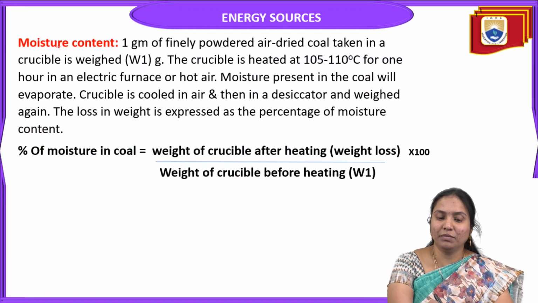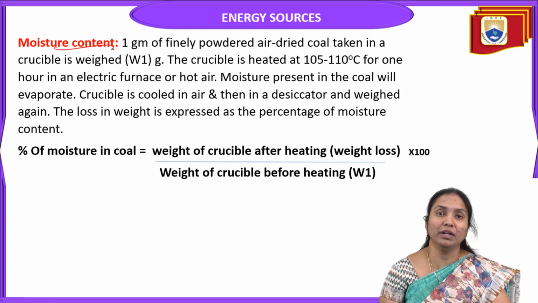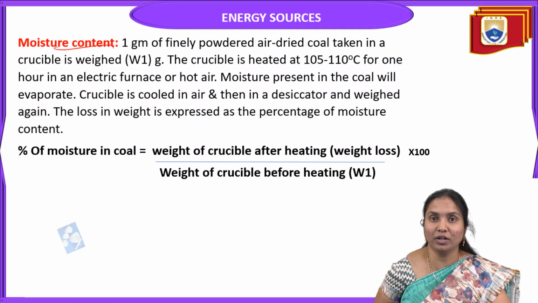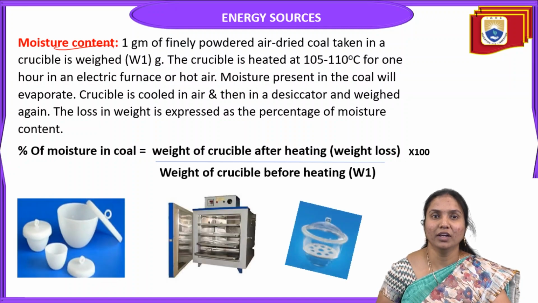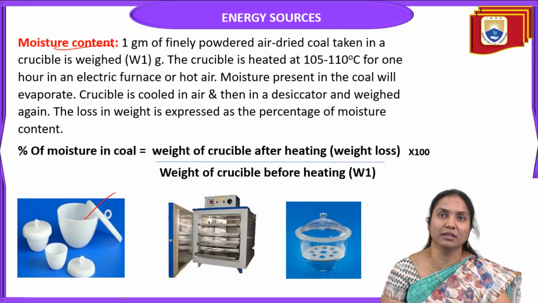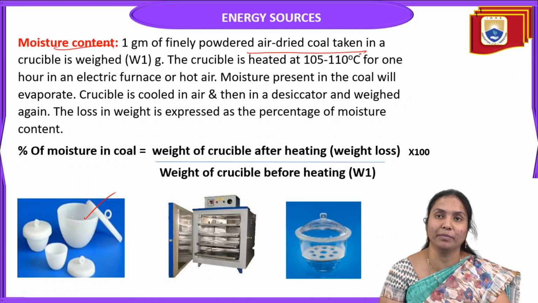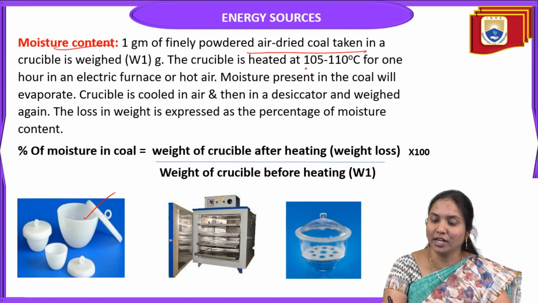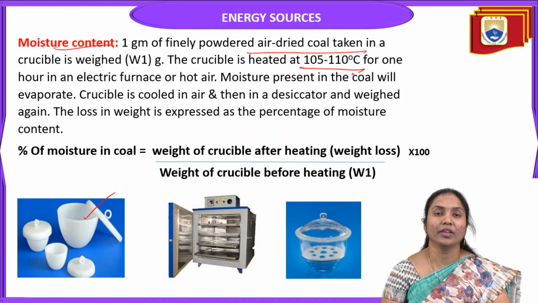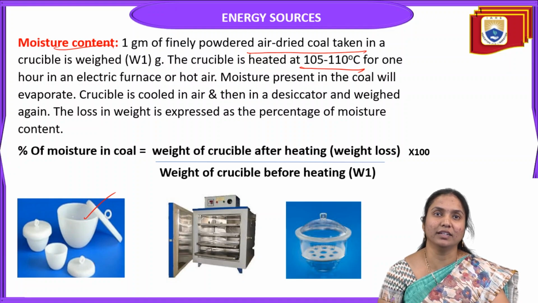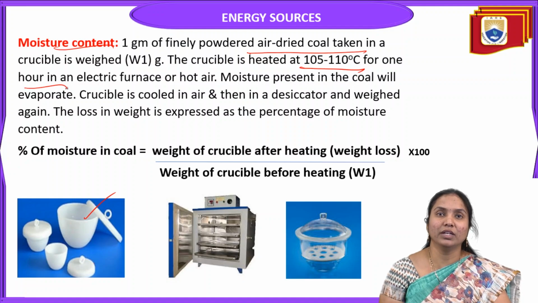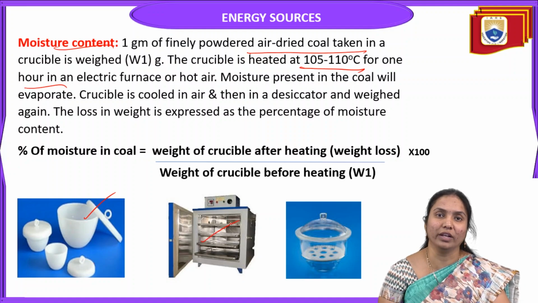So how can I determine the moisture content present in a coal sample by approximate analysis? Here, 1 gram of finely powdered, dried coal sample is taken in this crucible and weighed. So that is W1. The crucible is heated at 105 to 110 degrees centigrade for 1 hour.